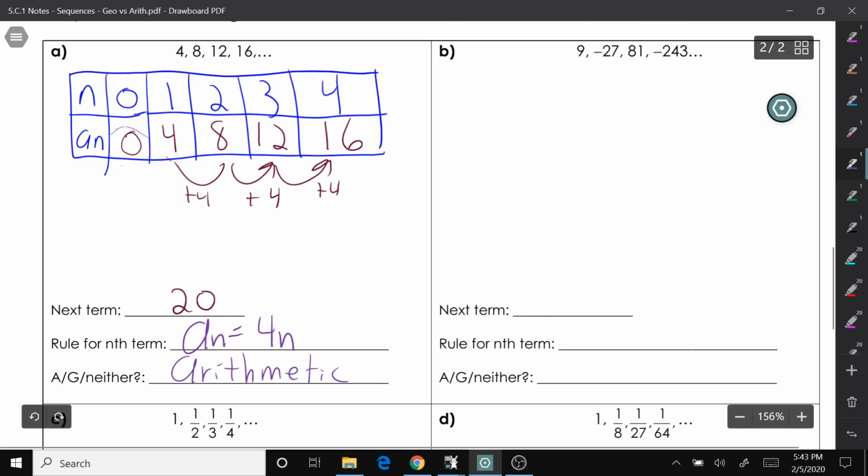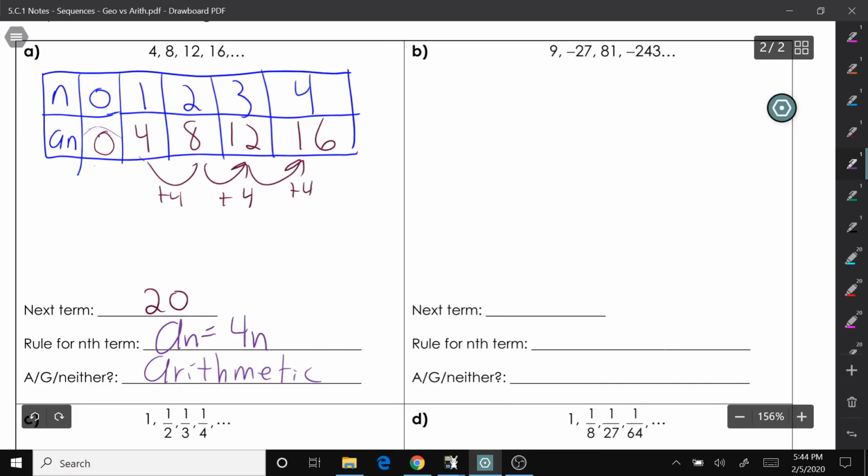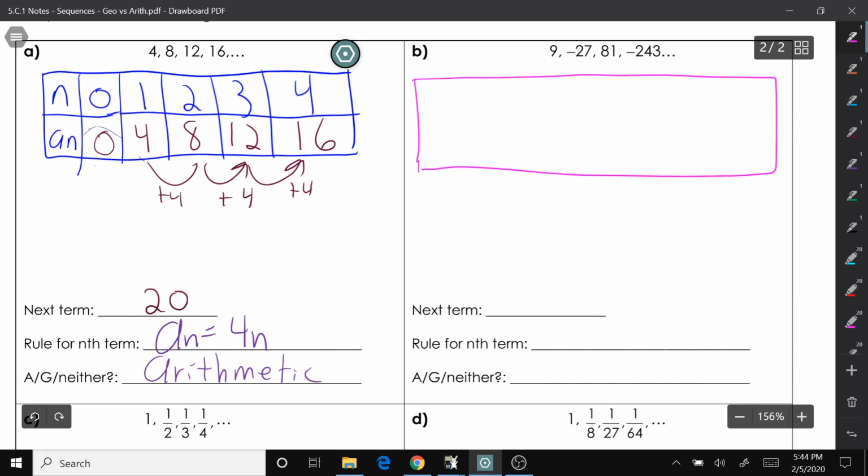So adding something each time is arithmetic. Multiplying by something is geometric, and if there is no pattern like that, then it's neither. Alright, let's look at this. Letter B. So we're going to make a table again. Eventually, you'll get to the point where you won't need to make a table.